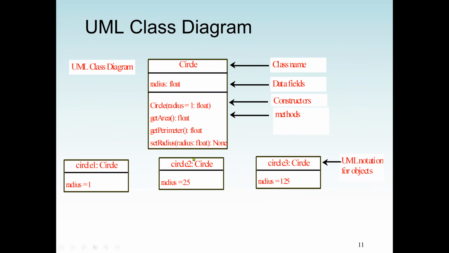This is our UML diagram for the Circle class. In a UML diagram, normally a class consists of 3 rows. The first row is the name of the class, in this case Circle. The second row is the data members or the attributes of the class, which in this case is only radius. The data type is float. Then we have the behavior of the class, which will be the methods. Here we have a constructor, Circle(radius = 1: float). Then we have getArea, getParameter, and setRadius. So those are the 4 methods that the Circle class objects can use. Again, that's the class name, the data fields, the constructor, and the methods. From here, we create circle1, which is an object of Circle. The radius is 1. Circle2, the radius is 25. Circle3, the radius is 125.